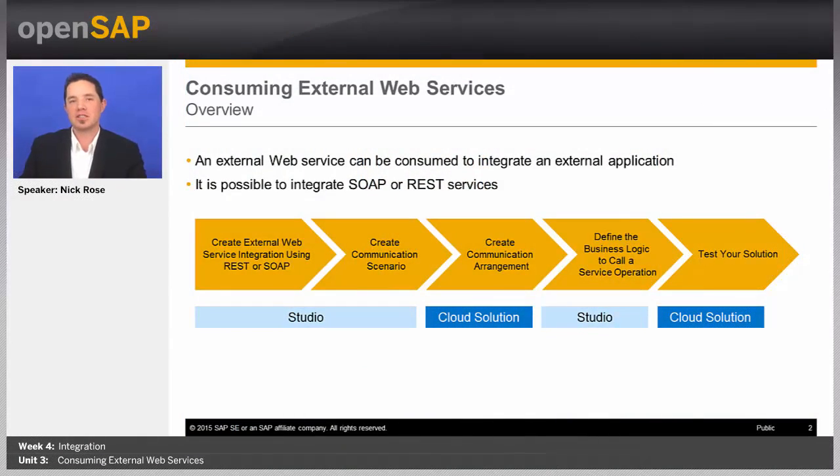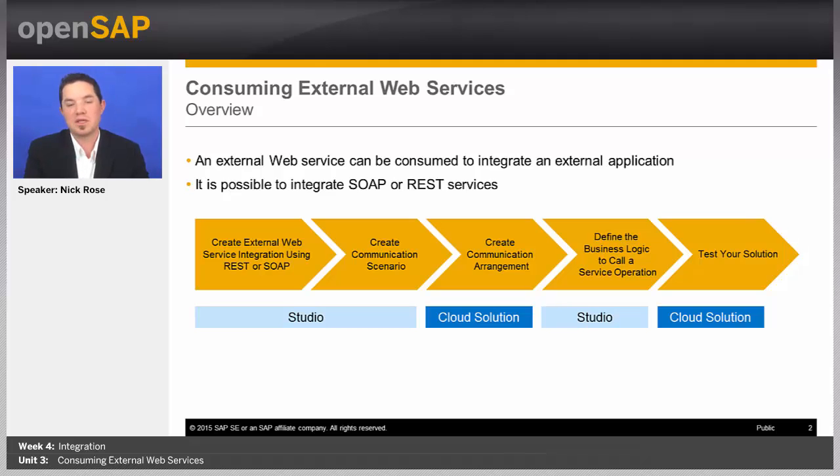Now, we've already looked in our past units at creating our own web services, generating a SOAP-based service, and being able to provide that to another system to integrate into SAP Business ByDesign. But obviously, we also have the scenario of the reverse way: SAP Business ByDesign being able to integrate to an external system. And through the SAP Cloud Application Studio, we have the ability to do that.